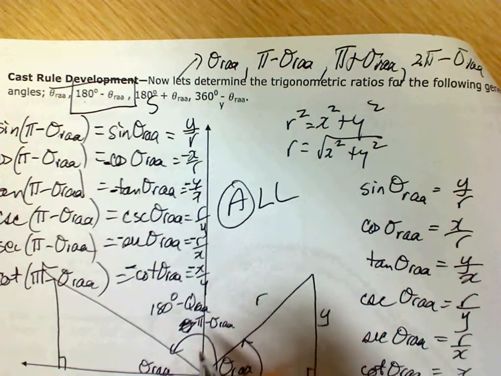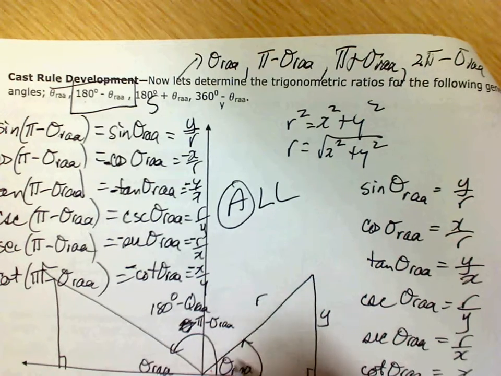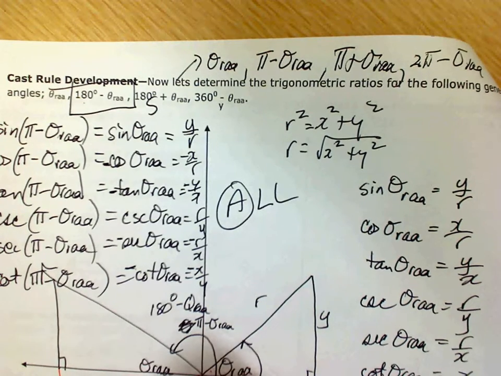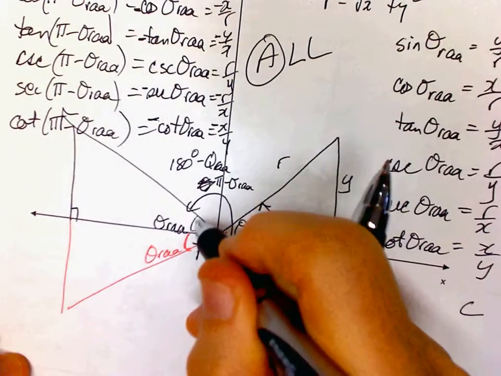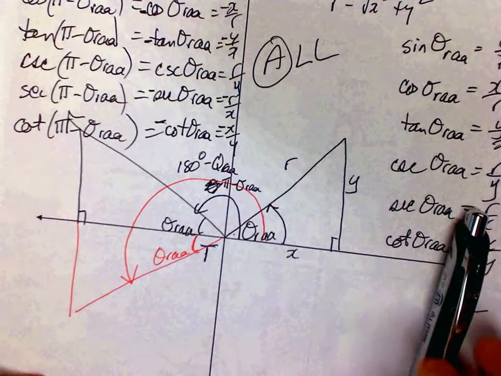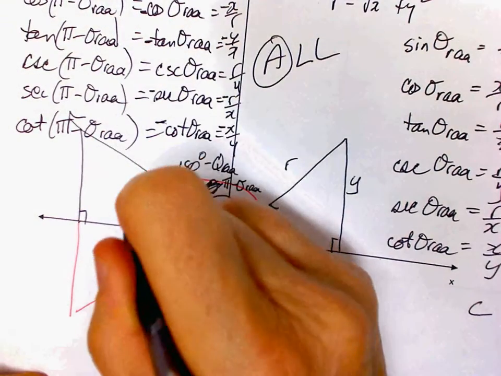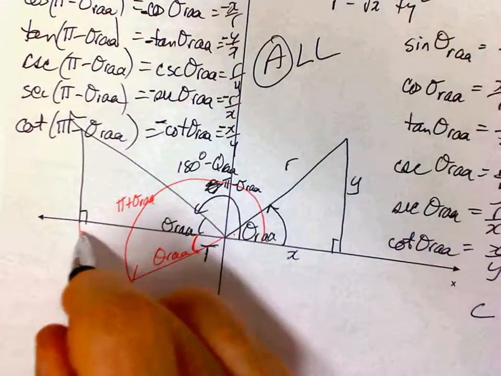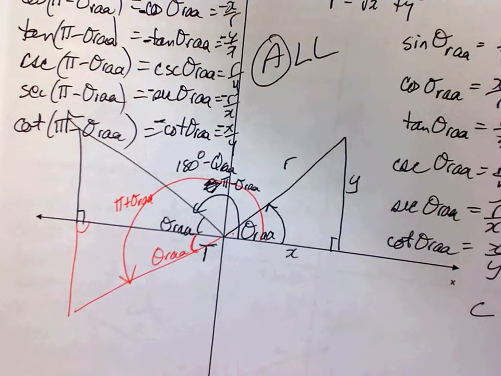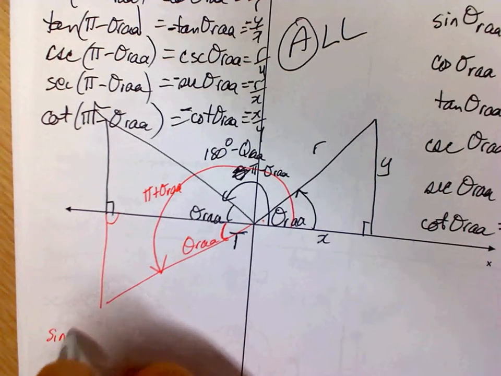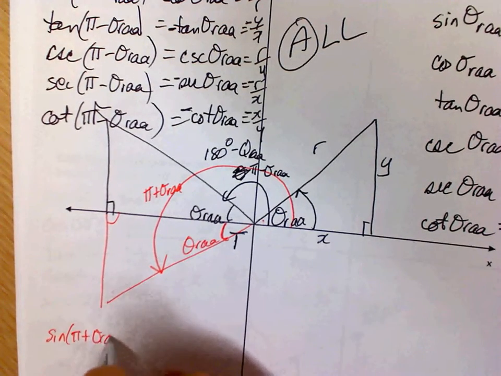Okay, let's come down here. Down here, here's our theta RAA for this one, right? Sure. So this is going to be pi plus theta RAA. But the related acute angle is still the same as this related acute angle. So sine. Just slap them down, okay? We'll worry about the sign later.